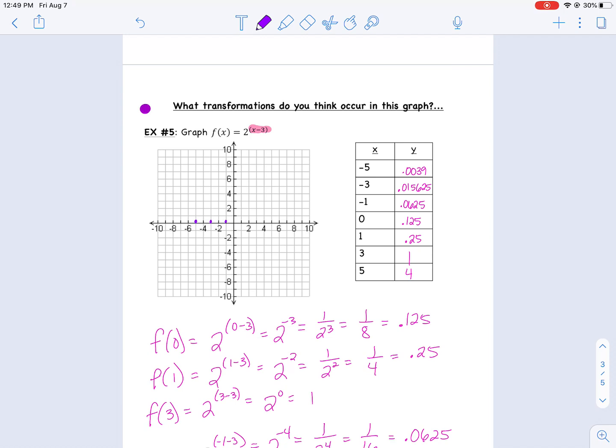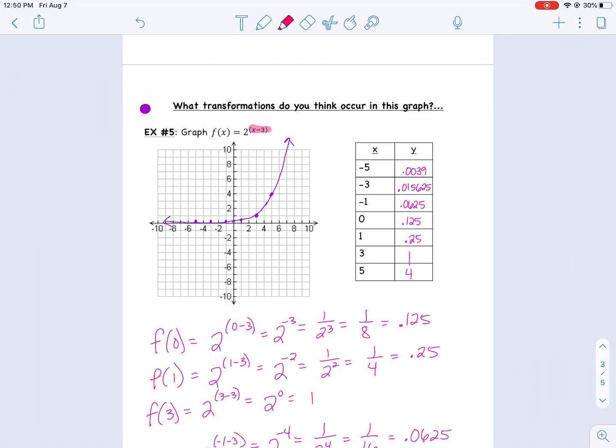I have 0, 0.125. I have 1, 0.25. That's a quarter, right? 1/4, so 1, a quarter. I have 3, 1. I have 5, 4. And if you were to keep going with your x values and y values, your function would look something like this. So has that changed?